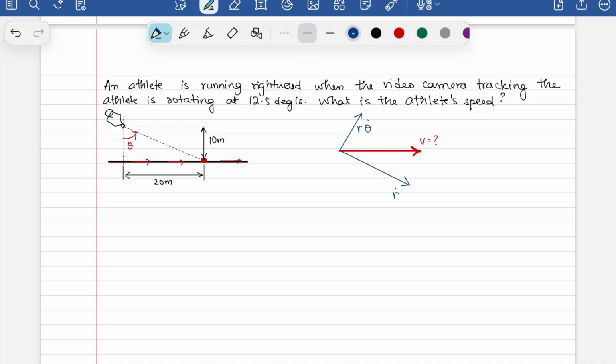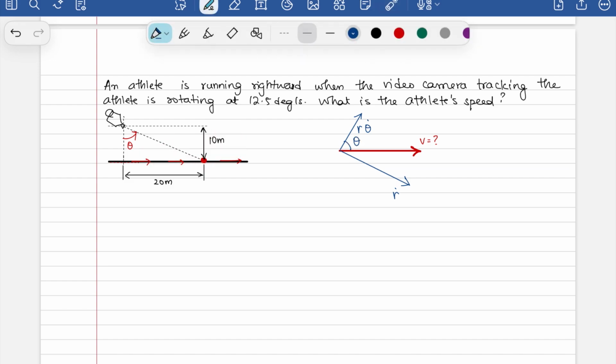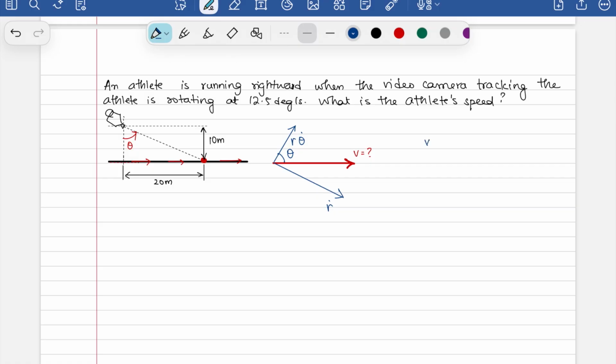Okay, where's the angle theta appearing here? So this here is 90 minus theta. This being 90 means this here will be theta. So this here is angle theta, which then means that we can write that V cos theta is equal to r theta dot. V sin theta is equal to r dot. Which among these can we use?